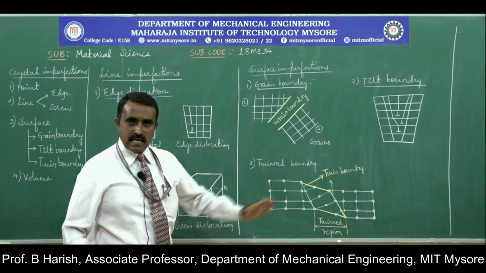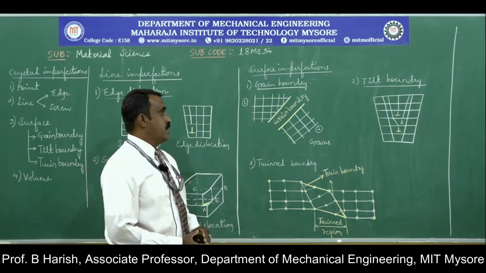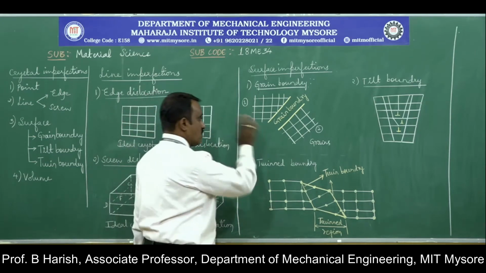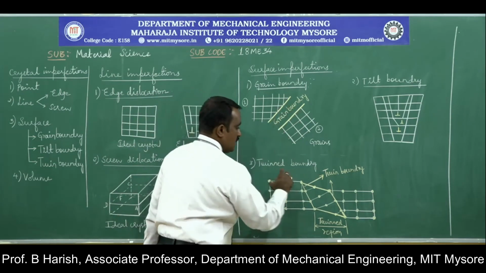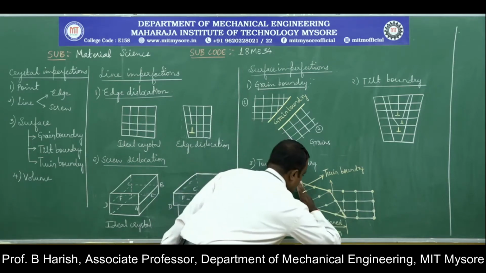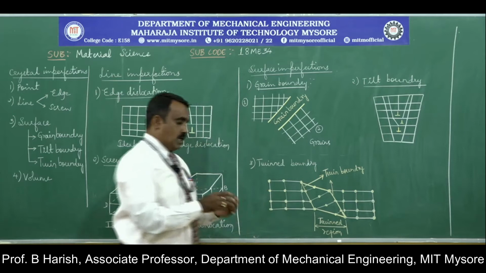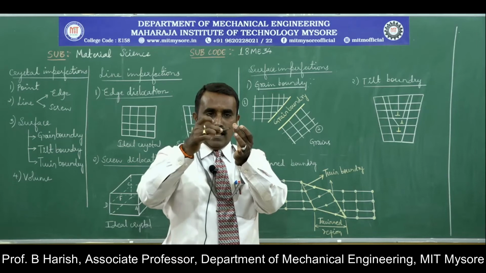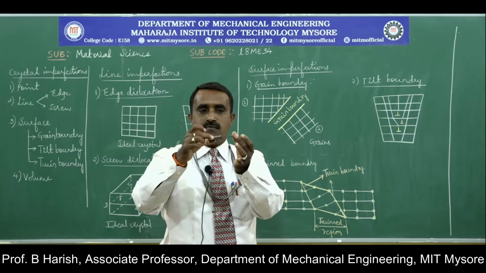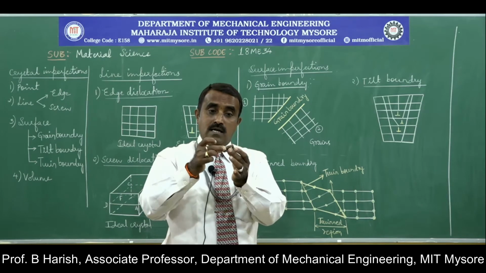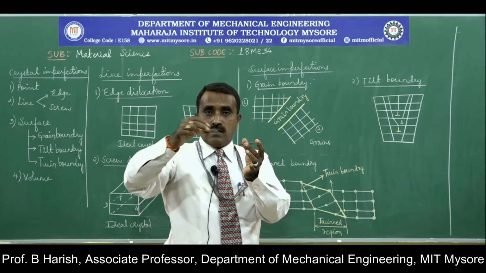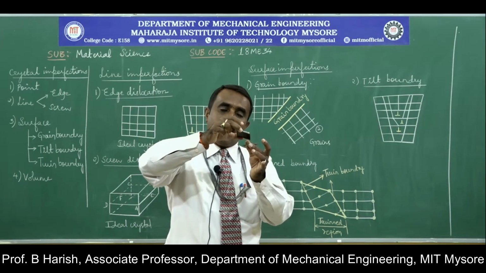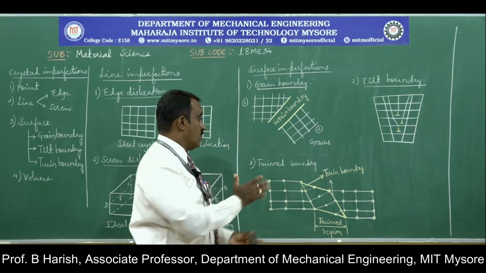Twin boundary is once again a surface imperfection. What is the difference between grain boundary and twin boundary? If you observe the figure, this is the grain boundary region. Here once again this is the twin boundary. This is one of the edges, this is one of the edges. As usual, when two grains, this is grain 1, this is grain 2, are brought together, on the surface there will be interchange of atoms. The interchange will be such that the arrangement of atoms on grain 1 will be a mirror image of grain 2, or the arrangement of atoms in grain 2 will be a mirror image of grain 1.